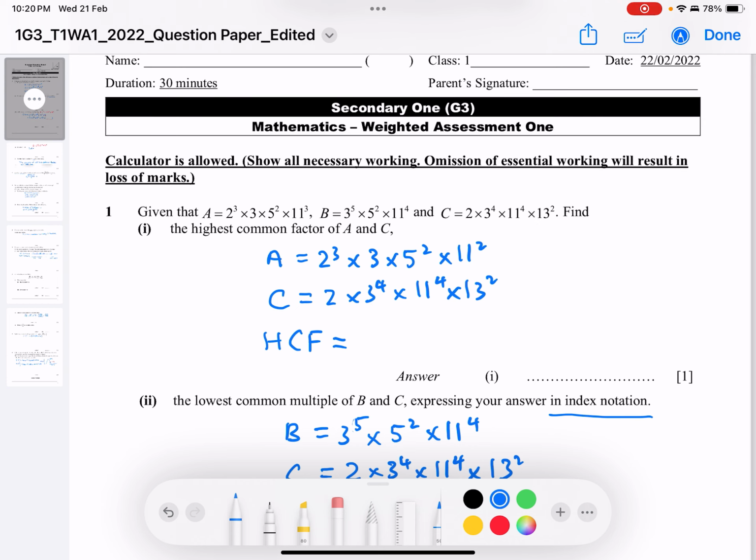The HCF consists of common factors, and first we look for the common 2, and since it's a factor, we're looking for the lower power, that is 2. And for 3, the lower power is 3. For 11, which is common, the lower power is 11 squared. And the question did not tell us to leave the answer in index form, so we need to work out the total, which is 726.